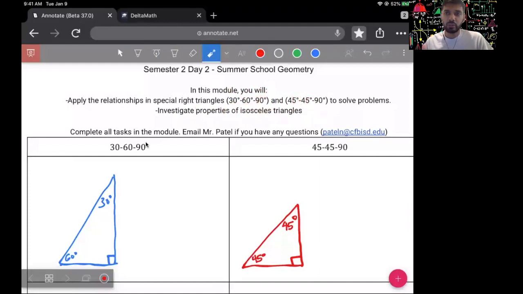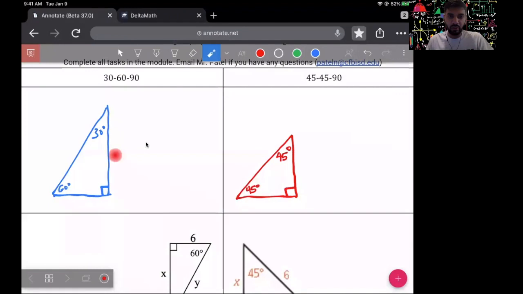So these two particular triangles are interesting because they follow a certain set of patterns, and the rule works every time. And so as you can see here, I've sketched those two types of triangles. This is a 30, 60, 90, and then this is 45, 45, 90.